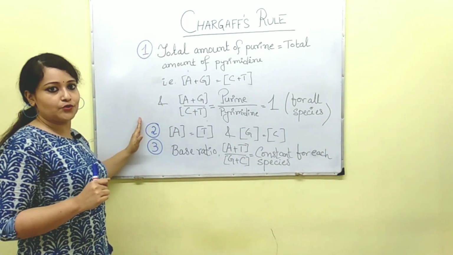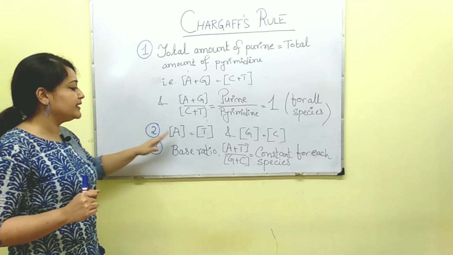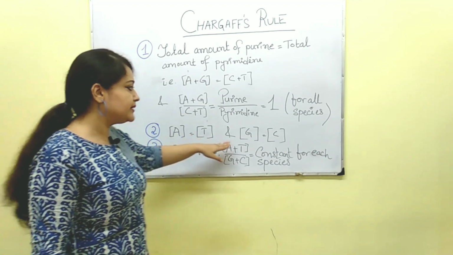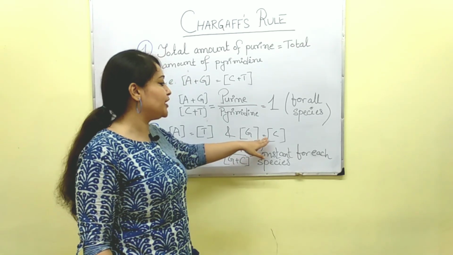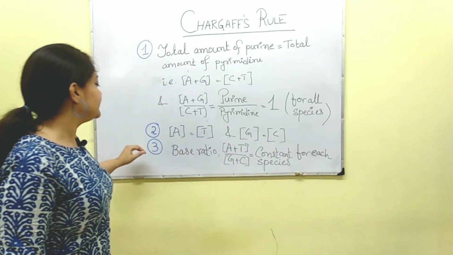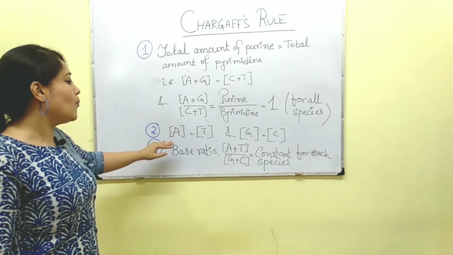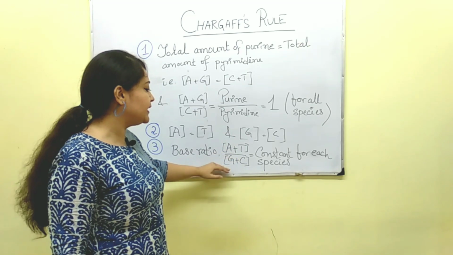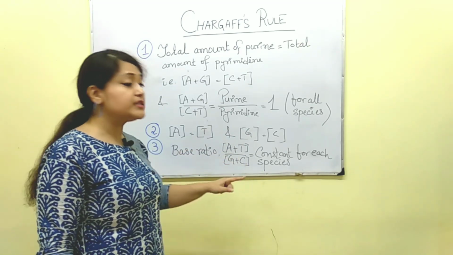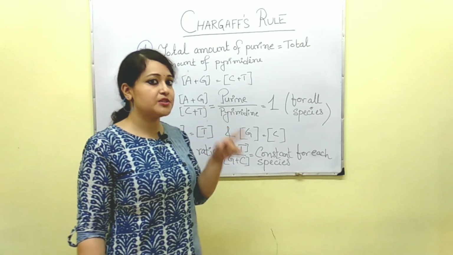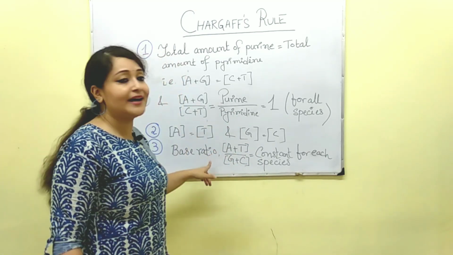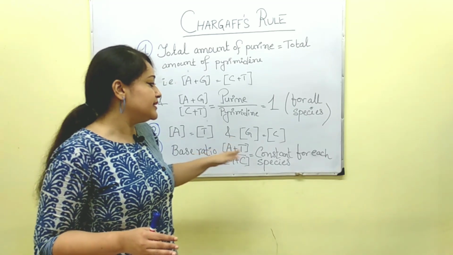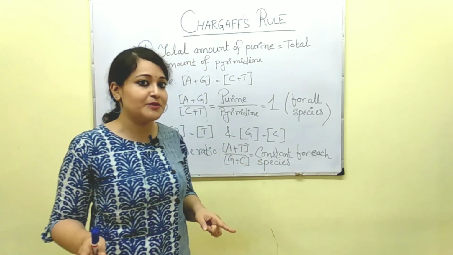Then the next rule states that the amount of adenine is equal to the amount of thymine and the amount of guanine is equal to the amount of cytosine. And the third law states that the base ratio, that is the ratio between adenine plus thymine and guanine plus cytosine, is constant for each species. That means by applying this rule, you can differentiate between species because this is constant for each species, right?